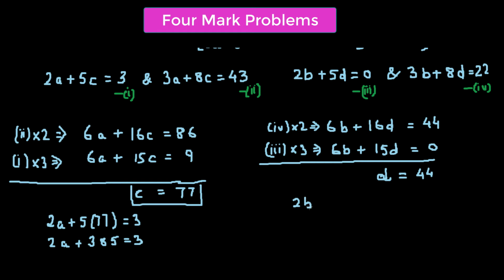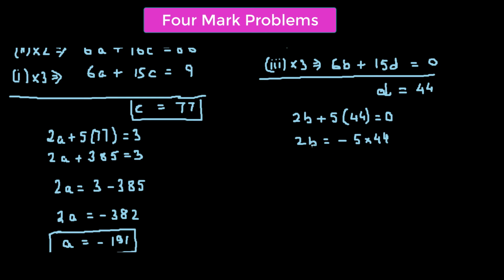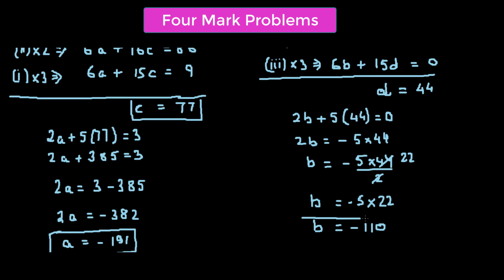So we have 2b plus 5 times 44, which is equal to 30. Then we have 2b is equal to negative 5 times 44. And we divide both sides by 2, then that should give us b. So this is negative 5 times 44 divided by 2. So 2 times 22 is 44. So we have 5 times 22. So b is negative 110.